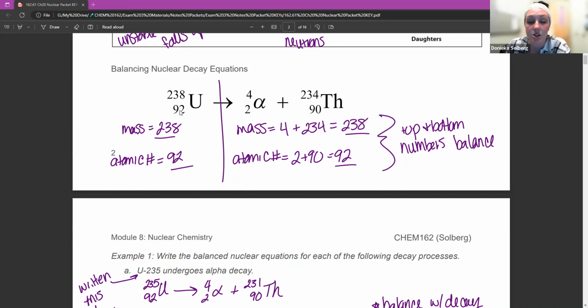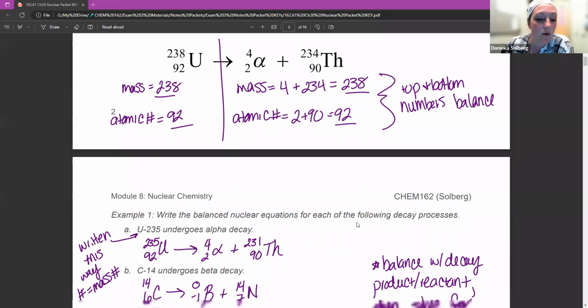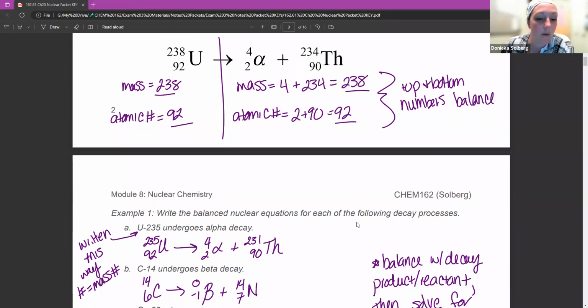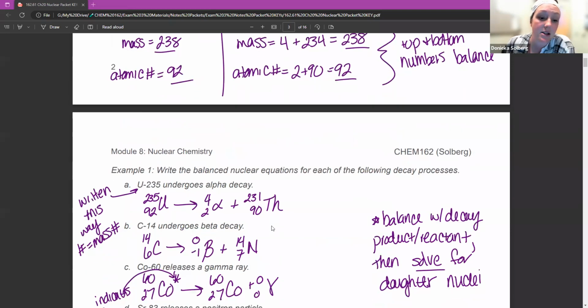The atomic number on this side is 92. That means I have 92 protons, or positively charged particles. So on the right side, these also have to add up to 92. So I have 2 and 90, which is of course 92. So essentially the goal of balancing these reactions is that the top numbers have to add up and the bottom numbers have to add up, left versus right. So example number 1, I will talk through 1 and 2 with you, and then I would pause it and try the other ones.